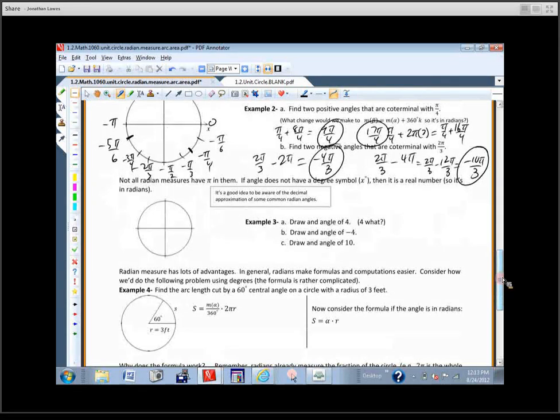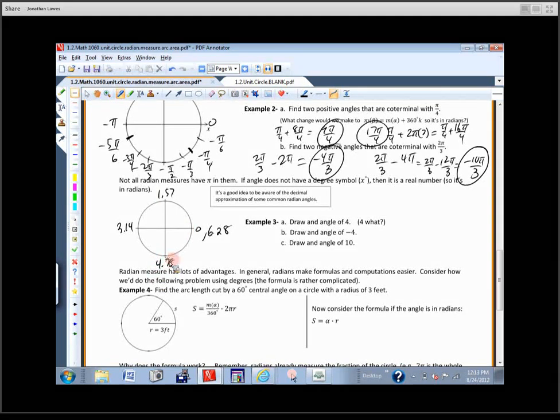Every angle measurement in radians that we've worked with so far has the symbol pi in it, because we're measuring it as a fraction of the full circumference of the circle. Not every radian measure has that. So if we started right here at 0 and went around full circle as a decimal, that would be 6.28. This over here would be pi. What would that be as a decimal? 3.14. And if we did half of that, it would be 1.57.